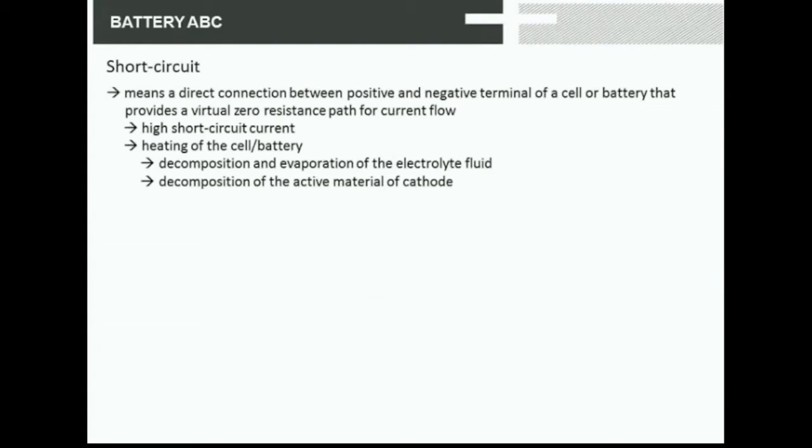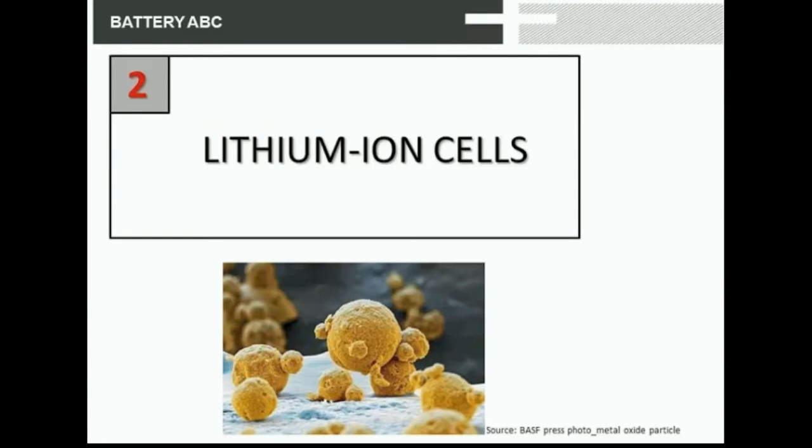Going back to the battery ABC, short circuit means a direct connection between positive and negative terminal. I'm pretty sure you all know that. Short circuit is nothing we should do on our batteries. This means a high short circuit current is flowing, and in most cases this means damage of the battery or damage of a fuse which is integrated in the battery. All of this is not only lithium-ion specific. You will find that in every other technology around. What follows now is lithium-ion specific.